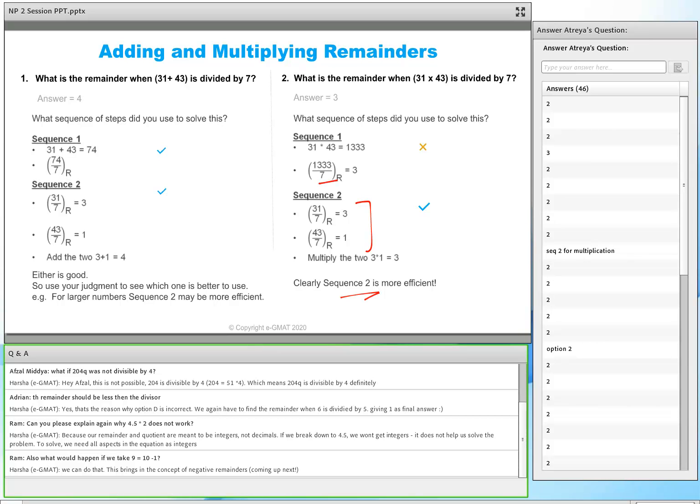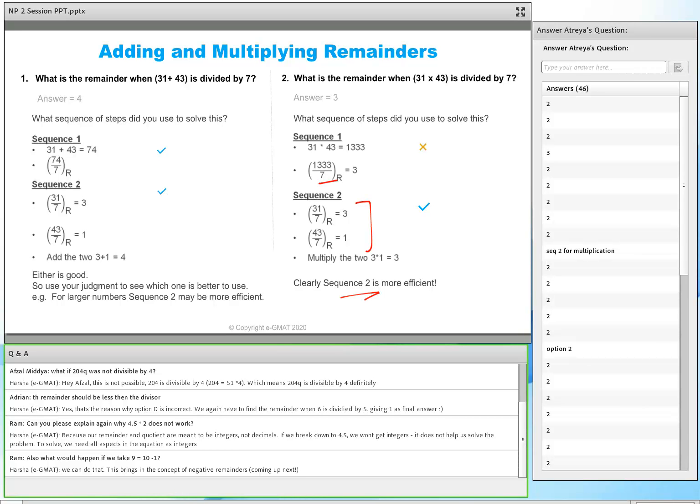Okay, a very important question that I have in the Q&A pod. Kirti asks me the question: what if the number has both combinations, 31 plus 43 times 31 plus 43? Again, for 31 plus 43, you are going to use sequence 1. For 31 times 43, you are going to use sequence 2. So that doesn't change. Whenever you see products, whenever you see larger numbers, I would want you to use the second sequence. I hope that clears your question. That answers your question, Kirti.